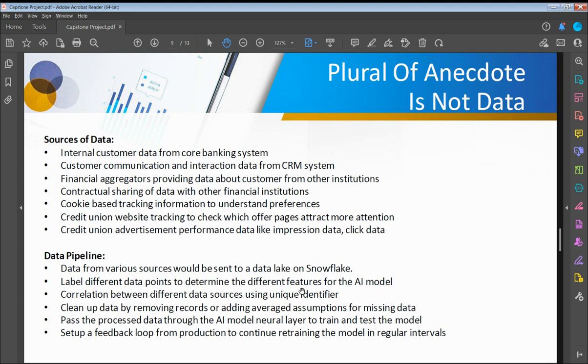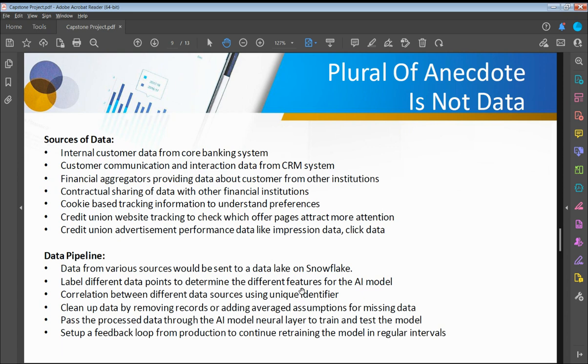Within that Snowflake, we would then label the different data points to determine what the different features are for the AI model to use. Once we get the different features, we're going to correlate the different data sources using a unique identifier so that we have a single record for a particular customer. There could be cases where we do not get all the data about a customer from all the sources, and in those cases, when we do not have enough data, we can either decide to remove the complete record, or add averaged assumptions.